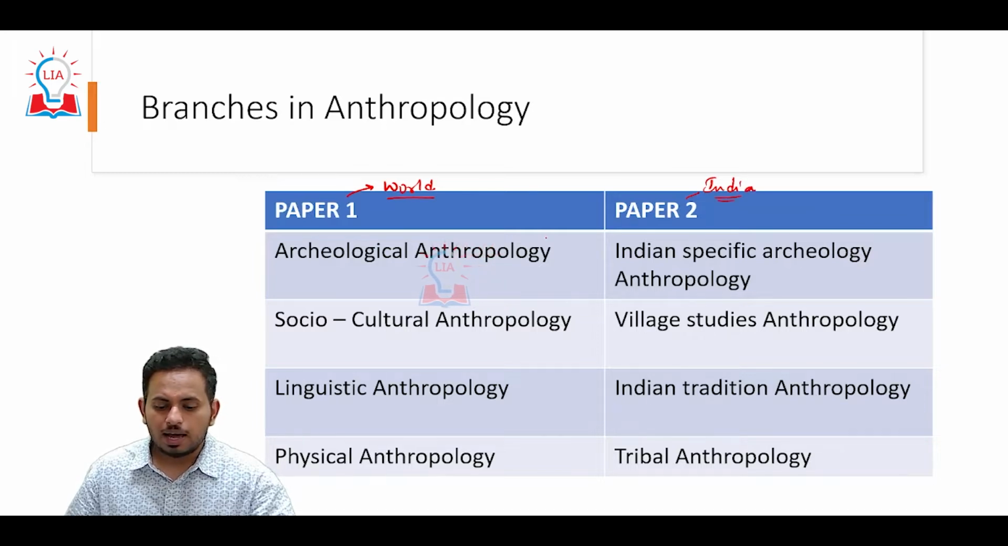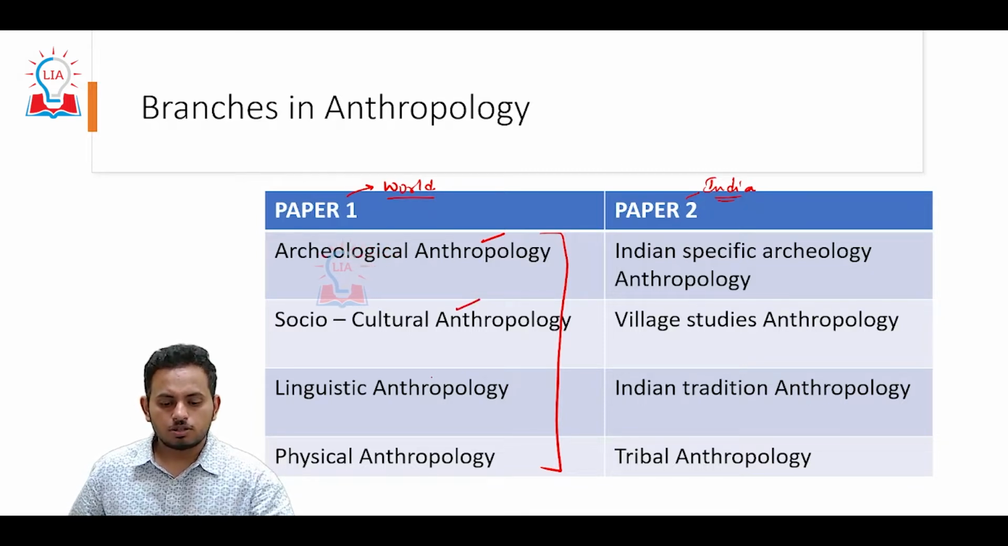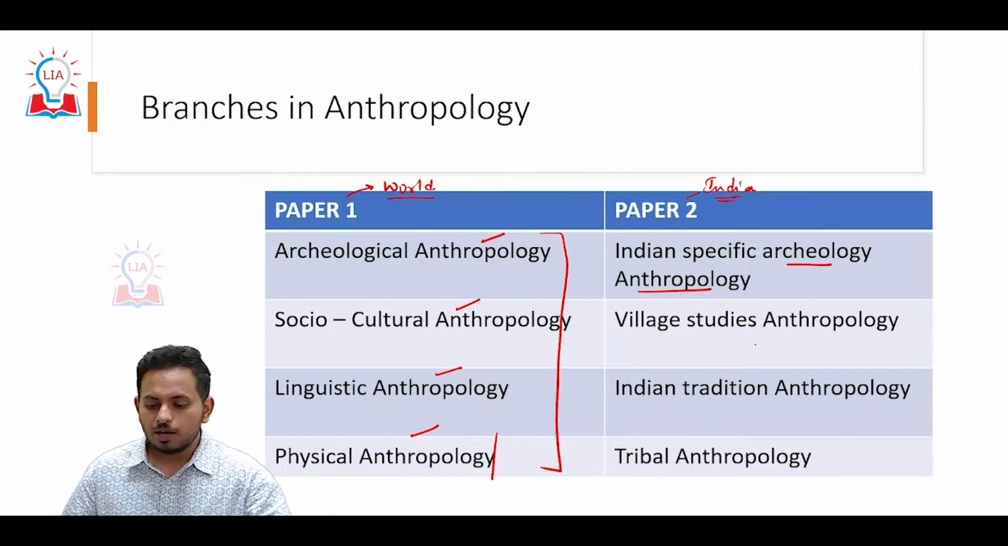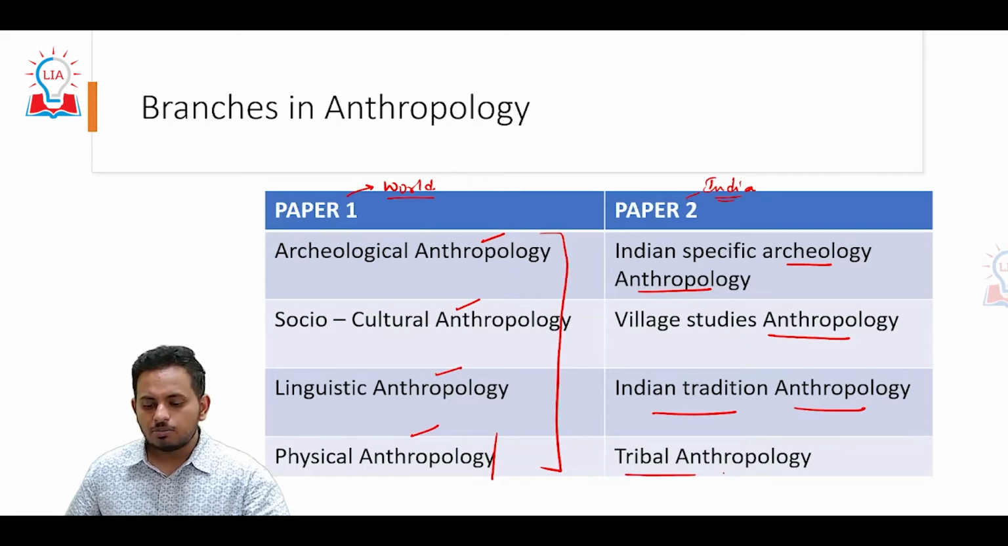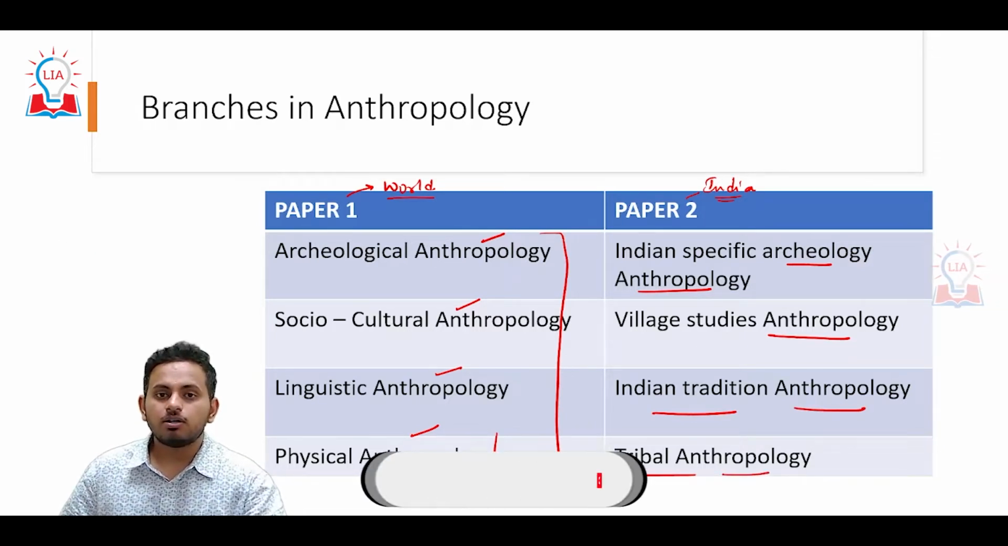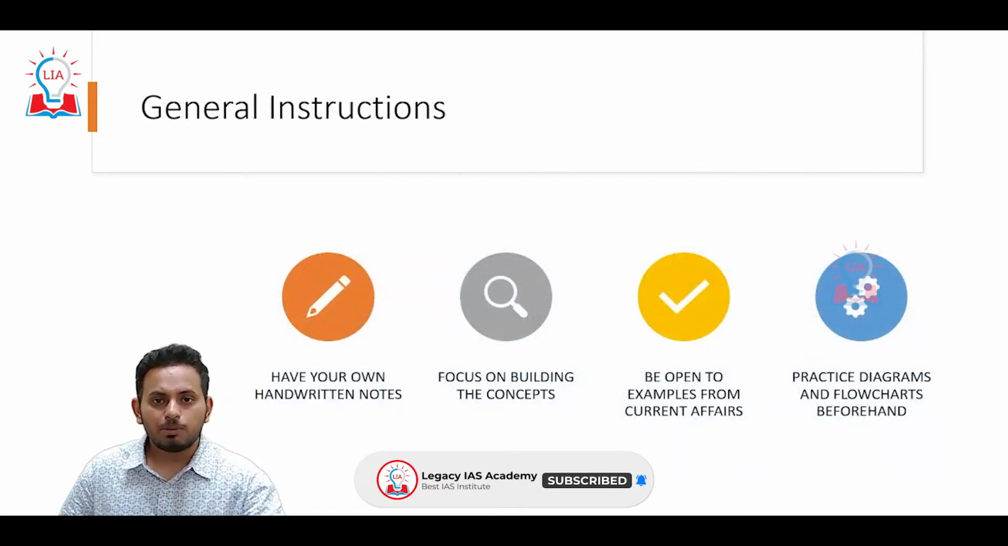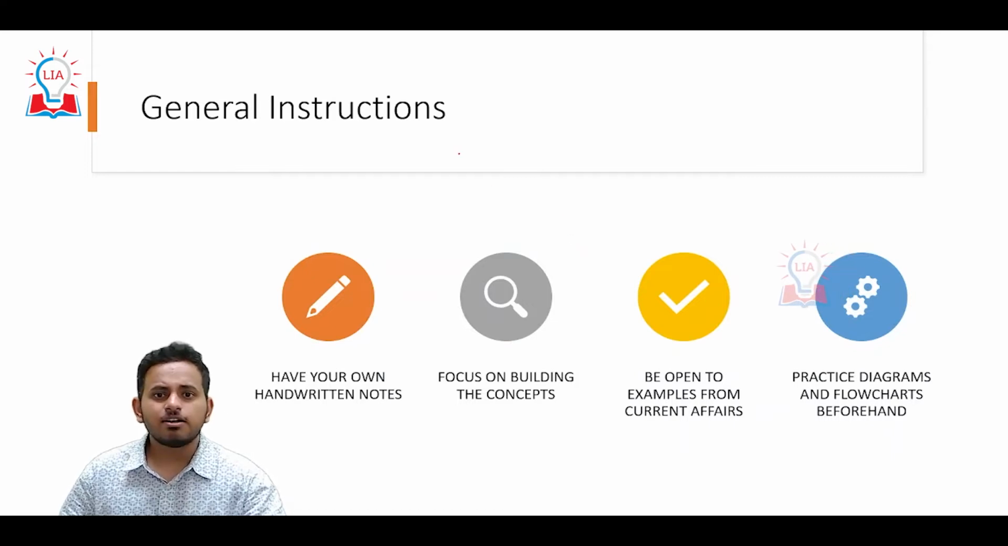Paper 1 has these components: archaeological anthropology, sociocultural anthropology, linguistic anthropology, and physical anthropology, which is also called biological anthropology. Paper 2 has Indian specific archaeological anthropology, village studies in anthropology, Indian tradition in anthropology, and tribal anthropology. These are the important subheadings or blocks of topics in paper 1 and paper 2. Now, some general instructions before I deal with the specific blocks.